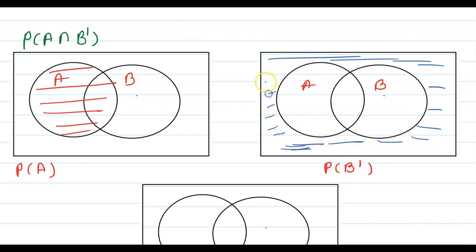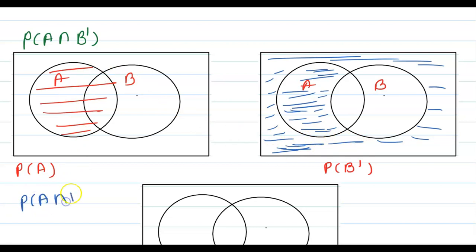This is what I have shaded, everything except B. So I have shaded A. We are not going in the area of B. So this is B, not B. Now our question is A intersection B complement. So whatever is common between A and B complement.